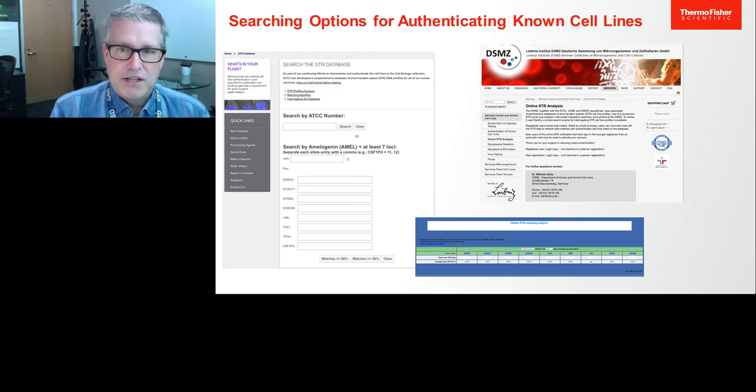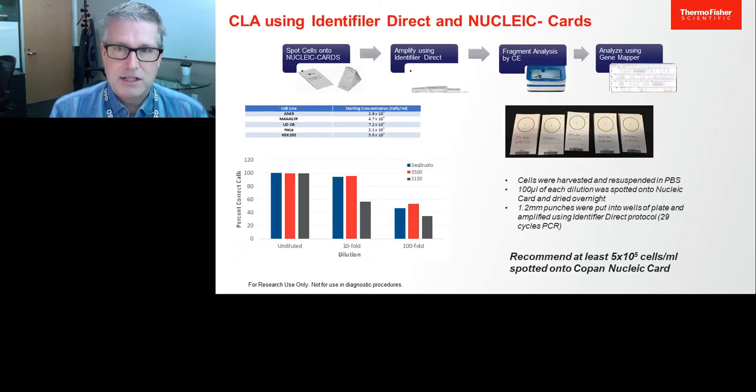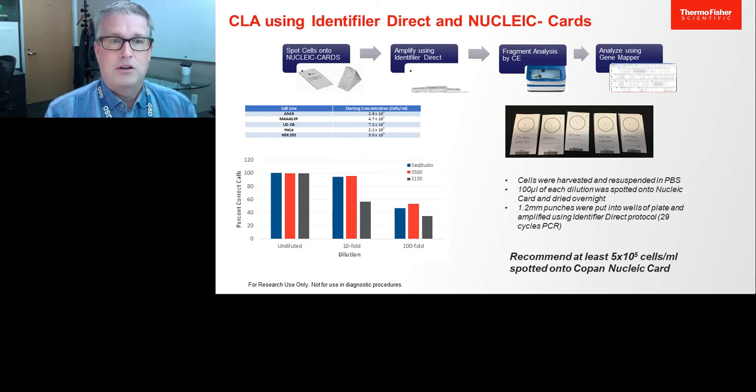Thermo Fisher Scientific has, as I mentioned, a couple of different ways for analyzing these forensic samples. They're based off of the Identifiler Direct and Identifiler Plus kits. I'll just show you an example using the Identifiler Direct kit, because I think this is one of the easier ways to go about doing this. The Identifiler Direct kit doesn't require nucleic acid purification. You can simply spot the cells in culture onto these nucleic cards. You take a spot of the nucleic cards and amplify it, analyze by capillary electrophoresis, and analyze using our GeneMapper software.